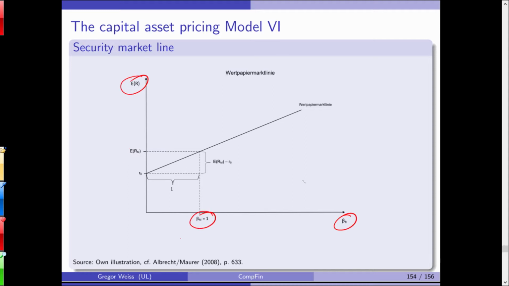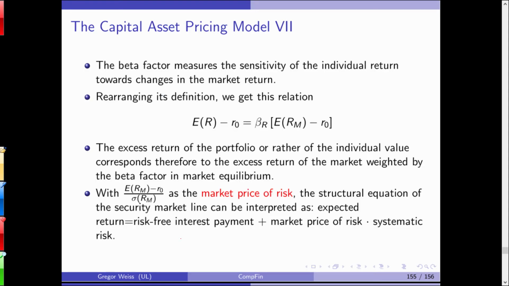of course, here you can see the expected return and volatility of the market portfolio. And in this case, trivially, the beta factor of the market portfolio has to be 1. The sensitivity of the market portfolio with itself is 1. Now, the beta factor measures, as we know, the sensitivity of the individual return towards changes in the market return. So if we rearrange it a little bit, we get this result: expected return minus R0 equals beta factor times the excess return on the market.